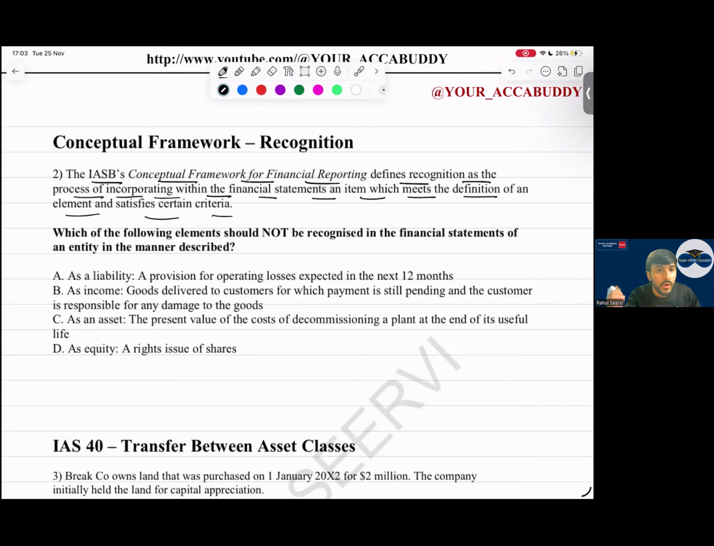We have seen this. Which of the following elements should not be recognized? They are saying which of the following should not be recognized. You should not record it. When will you not record it? When the definition of the element, asset, liability, equity, income, expense, is not being met. Let us see that.